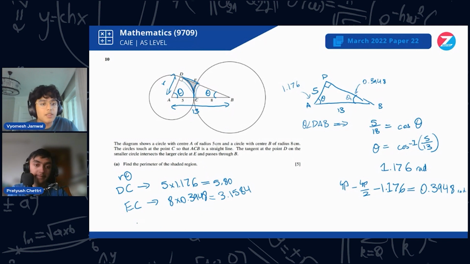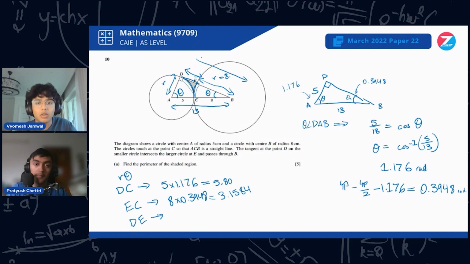And then we need to find one final length to find the perimeter. That is DE, right? So looking back at the triangle, we know what EB is. EB is going to be the radius of the bigger circle. So to find DE, we just need to find DB, right?